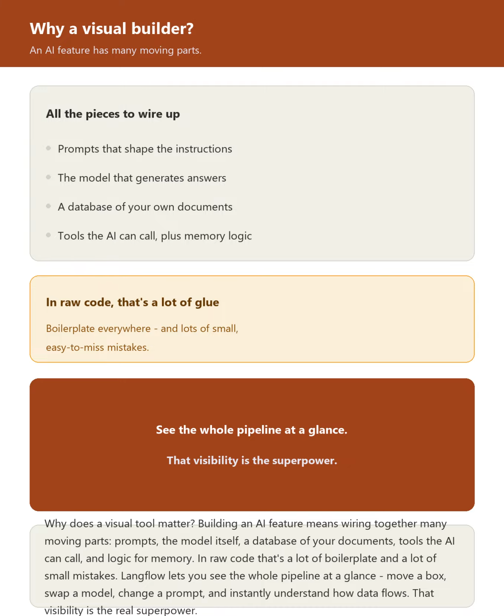Why does a visual tool matter? Building an AI feature usually means wiring together many moving parts. You have prompts, the model itself, a database of your documents, tools the AI can call, and logic for memory. Doing all of that in raw code means a lot of boilerplate and a lot of small mistakes. Langflow lets you see the whole pipeline at a glance. You can move a box, swap a model, or change a prompt, and instantly understand how data flows. That visibility is the real superpower.